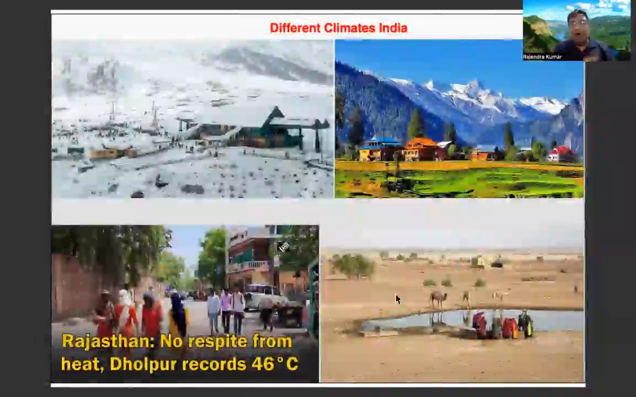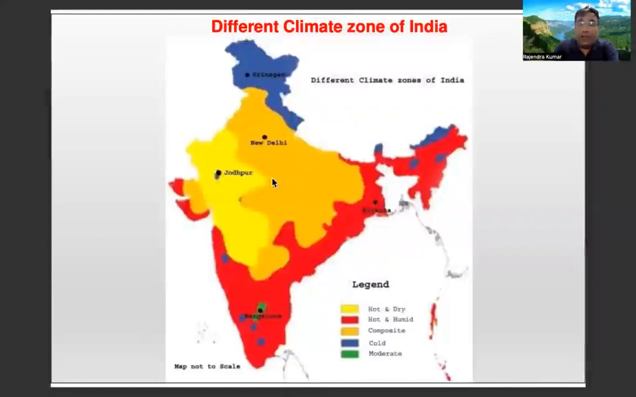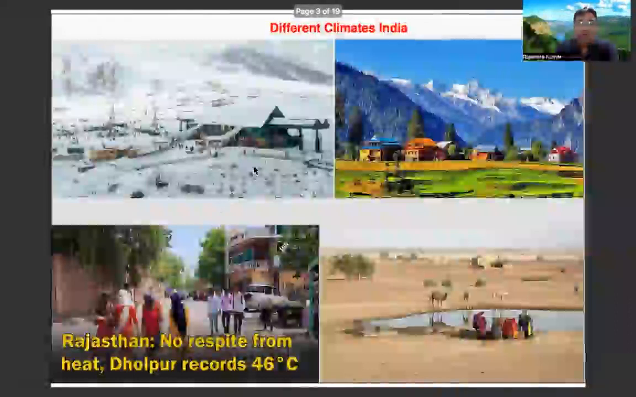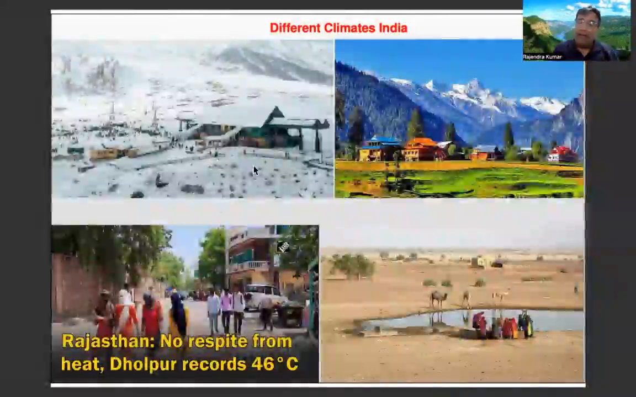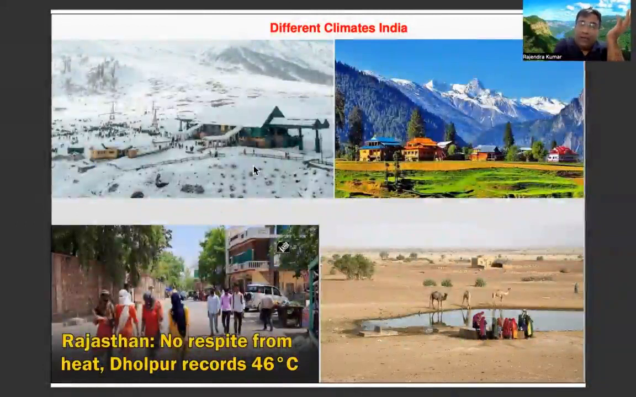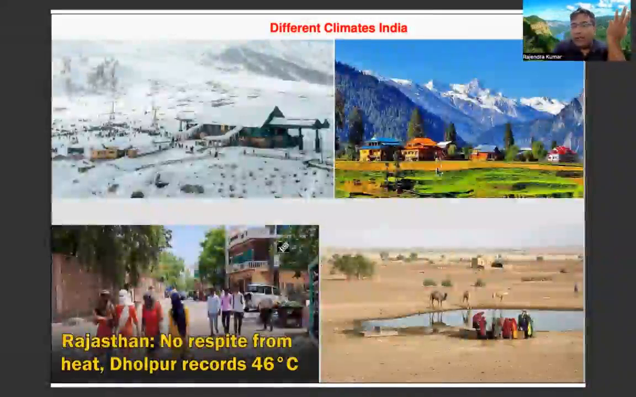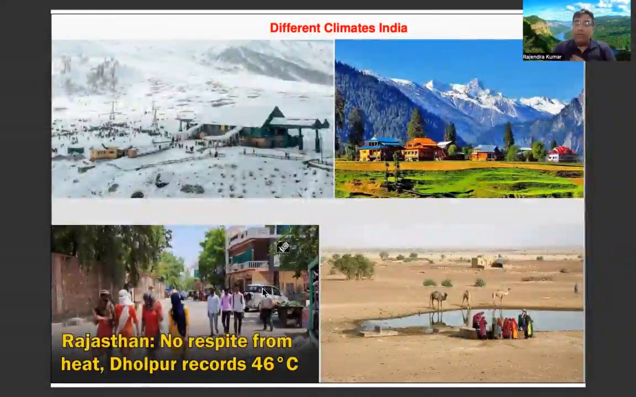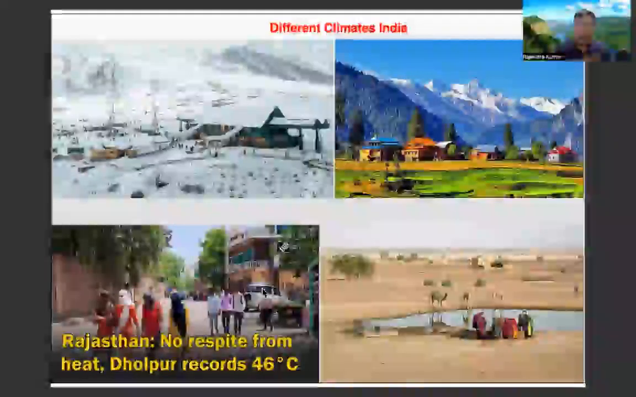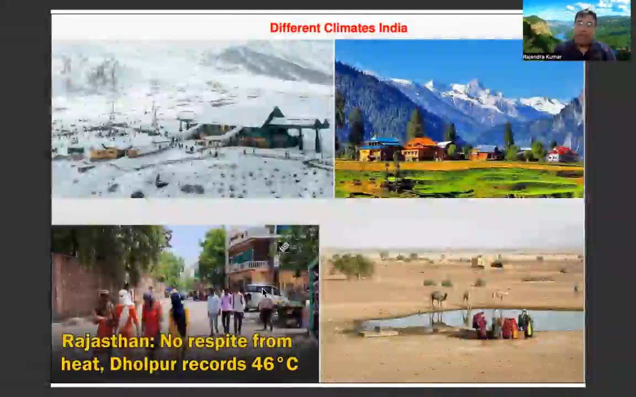So how India is, as I was telling you in the previous slide, this is a cold region, and this is composite, and this is hot and dry. So you can see in India, at any given time in the year, in one part you will see snow falling, in one part such nice weather is throughout the year, and some part is extremely hot. Extremely hot means the temperature can go even 45 to 50 degrees centigrade.